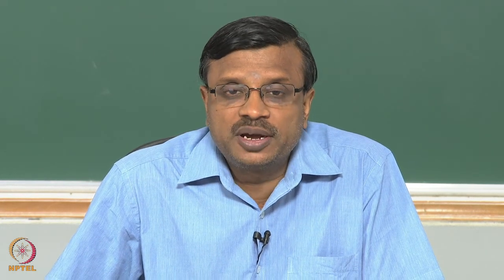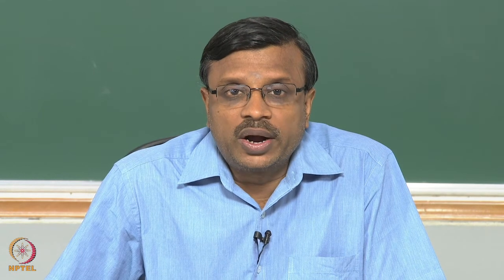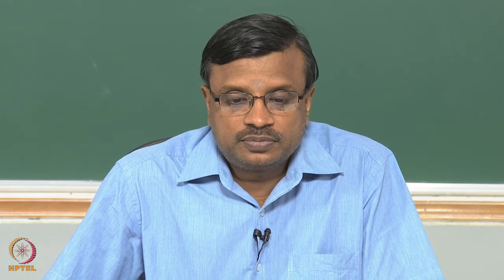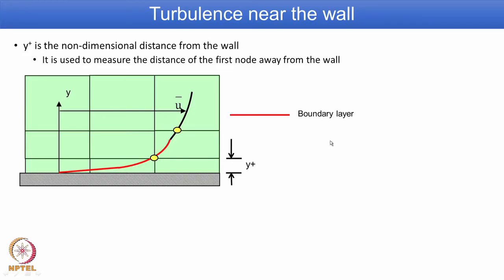An important point from this plot is that this plot is universal, which means it is applicable for a wide range of flows, because for different flows you get different u bar and u tau, but you can non-dimensionalize and they all fall in the same plot. Y plus is a non-dimensional distance from the wall, as we said before, and it is used to measure the distance from the first node away from the wall, though not necessarily only for the first node; it is used for other points as well.